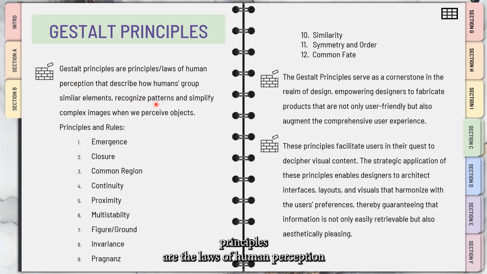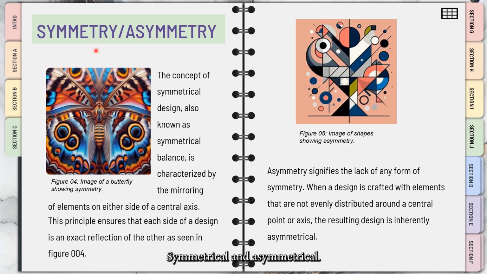So the principles are the laws of human perception that describe how humans group similar elements, recognize patterns, and simplify complex images when we perceive objects. Now here is a list of the principles and the rules. There are a lot. We're not going to go over all of them. We're only going to go over the basic ones. And also, this is because it intertwines with the principles of design and also the elements of design. Symmetrical and asymmetrical.